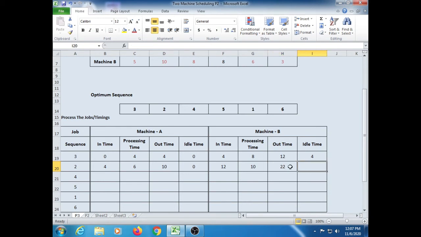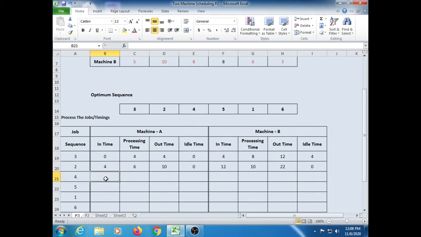Okay, so what is the idle time here? For finding out the idle time, we have to consider the previous job out time minus the present job in time. For calculating any idle time, we have to consider the same machine out time and in time. Then we will get 0. So 12th hour, 0. There is no gap. Right. Then we have to process the next job, that is the 4th job.